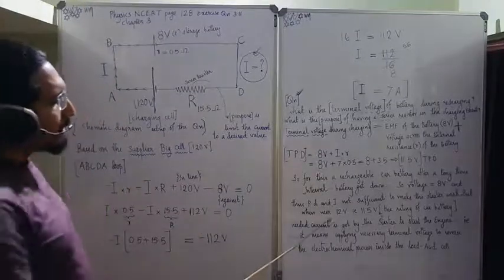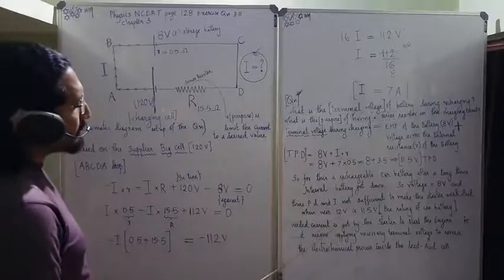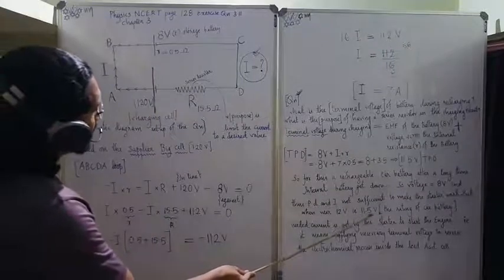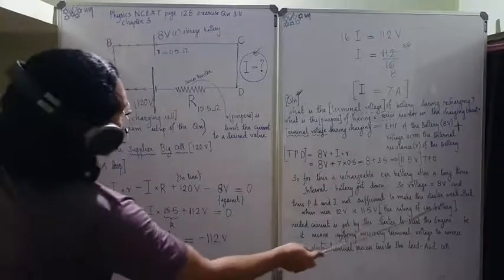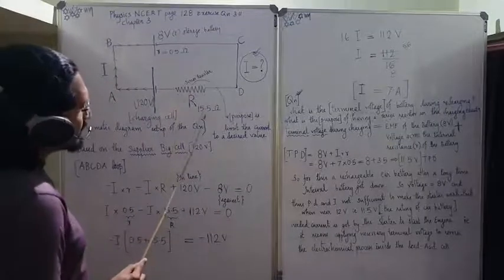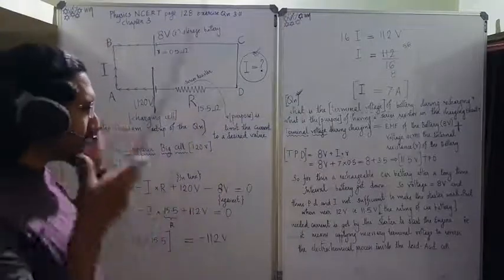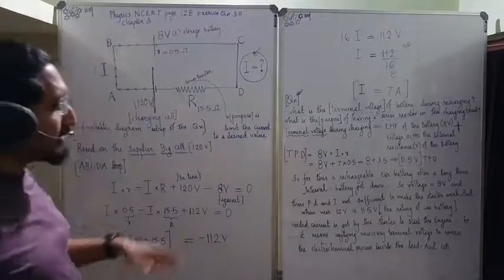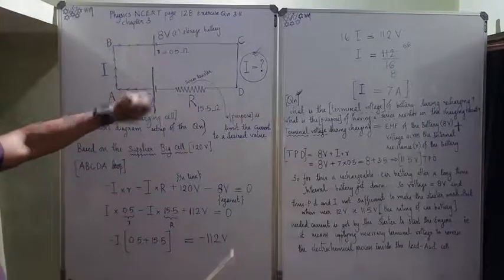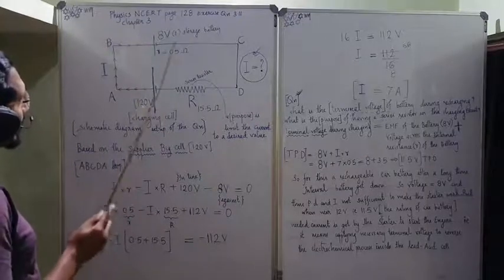But when nearly 11.5 volt, which is the rating of the car battery, is applied over here, not the full voltage, only through the use of this external resistance, the needed current is got by the starter to start the engine. It means applying the necessary terminal voltage to reverse the electrochemical process. What is that? This is an electrochemical cell. This is also an electrochemical cell.